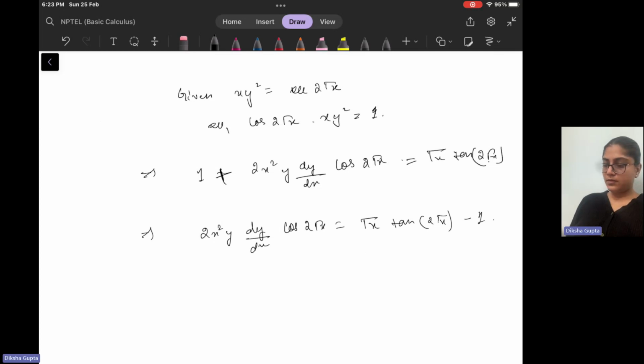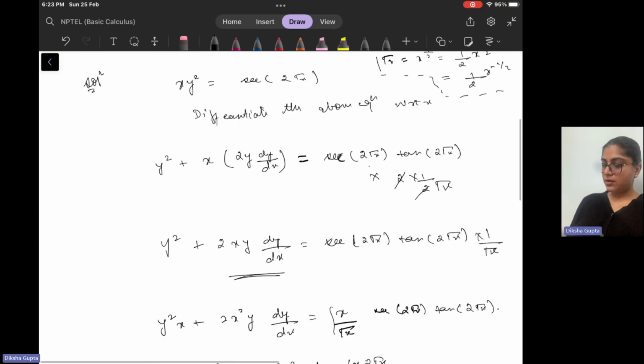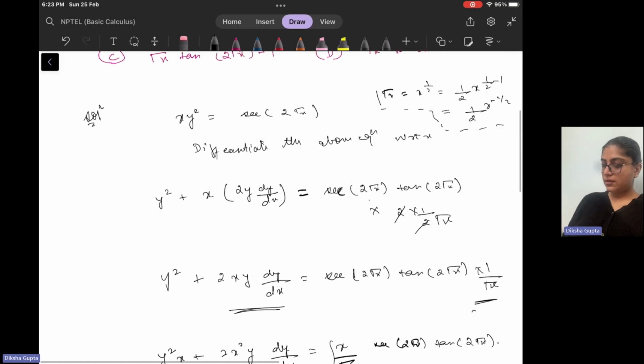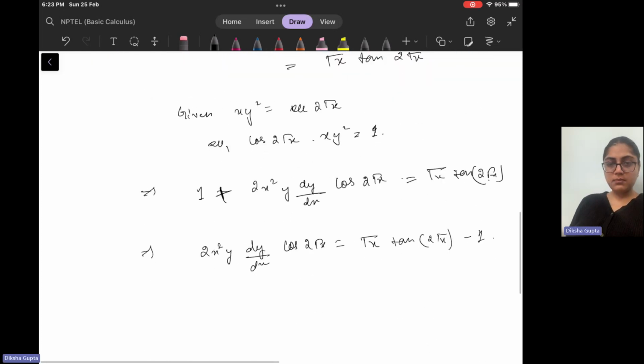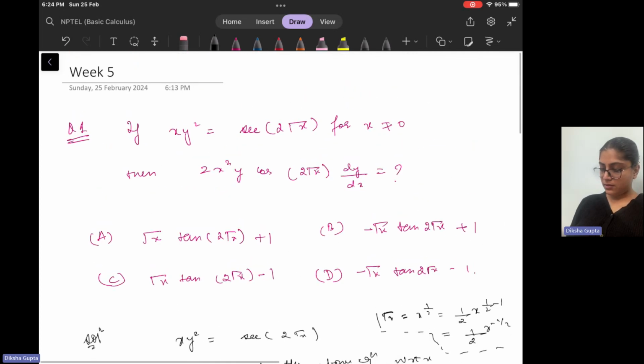So you see, you were given that x is not equal to 0. That's why this equation is making sense here. So everything that is given in the question or the hypothesis makes sense. I mean, there's a reason that has been given. So your correct option becomes √x tan √x minus 1, which is C.